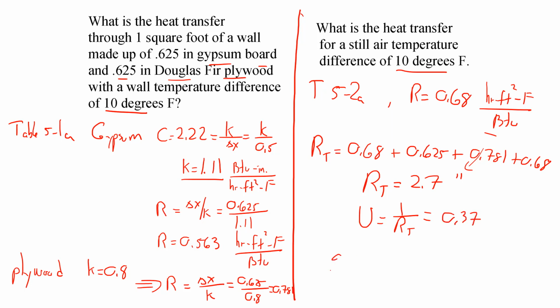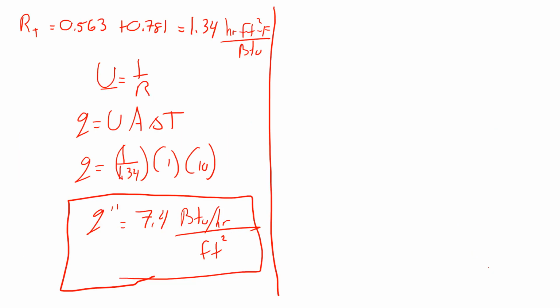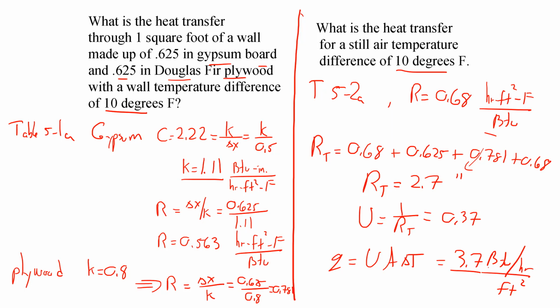So if we go ahead and calculate our Q, where it's U times A times delta T, 10 degrees, in this case we get 3.7 BTU per hour per foot squared. So the heat transfer, just counting it between the two surfaces of the wall, was 7.4 BTU per hour per foot squared. And yet it's 3.7 if we take into account the convection on each side of the wall. So that's just to say the convection has a huge impact on our overall heat transfer.